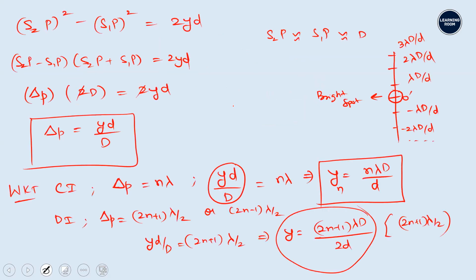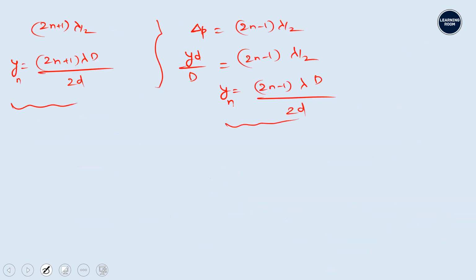Now think of it logically. Between lambda D by d and 2 lambda D by d, what is going to be the midpoint? 3 by 2, so 3 times lambda capital D by 2d. That is giving me the second dark spot. So the first dark spot is at lambda D by 2d, the second one is at 3 lambda D by 2d. So I'm getting the corresponding numbers. I hope it makes sense. So here, putting a subscript n makes sense because it gives the corresponding dark spot.